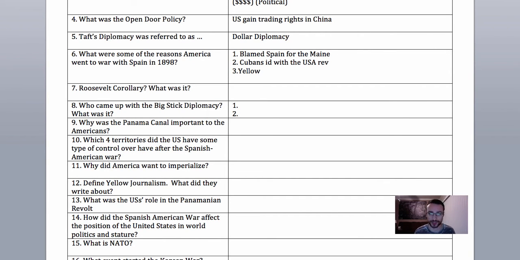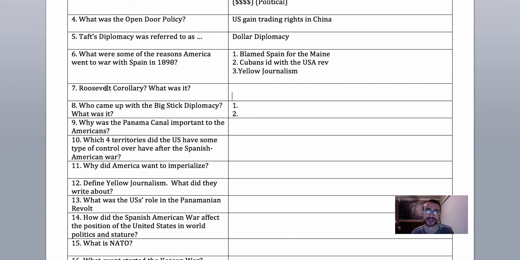Yellow journalism we could do too. You're gonna get these dudes like Pulitzer and Hearst. They're gonna be competing with each other for the better story. They're gonna report on the Maine. They're gonna say Maine did this, Maine did that, and it's gonna go nuts. So it's almost like this oversensationalized type of journalism.